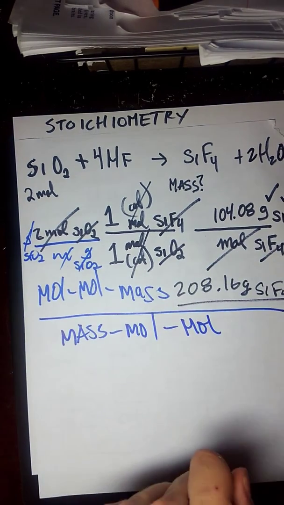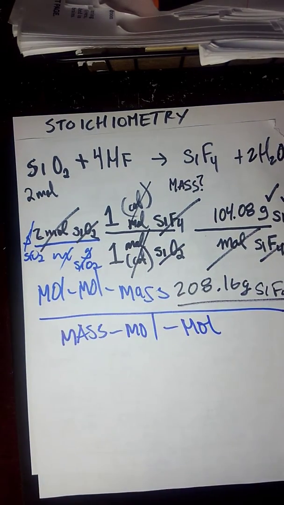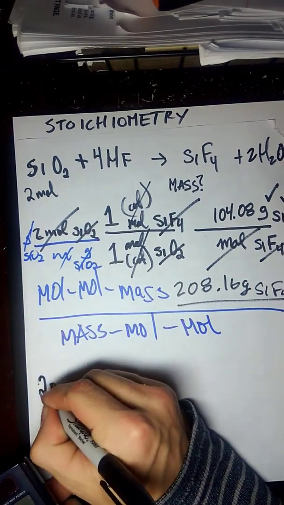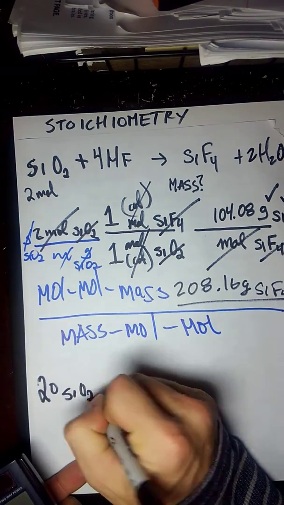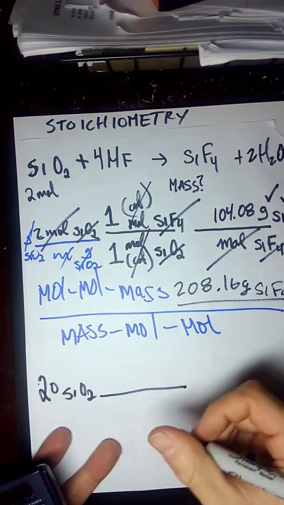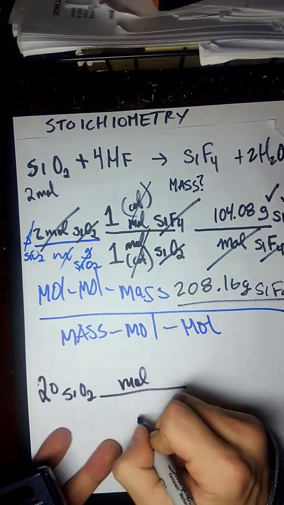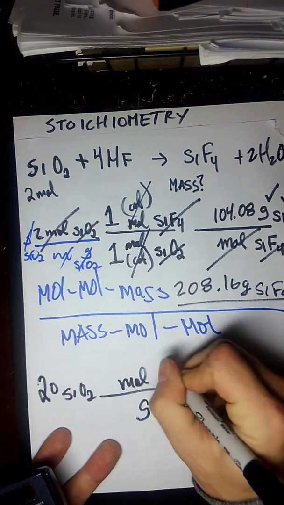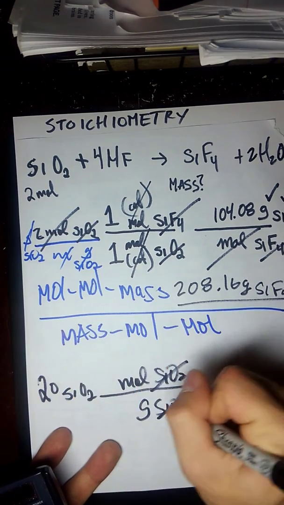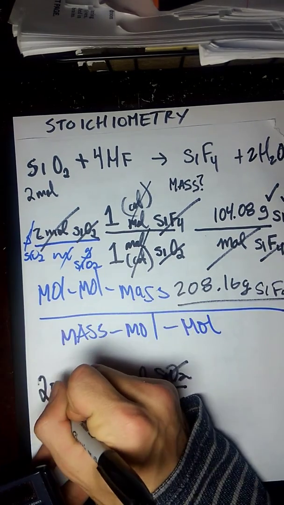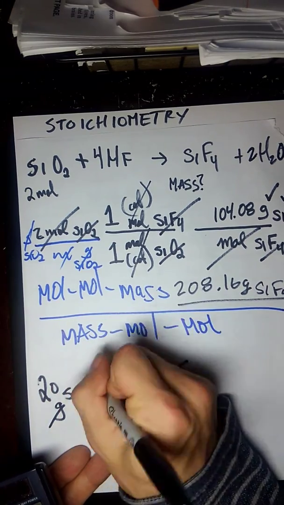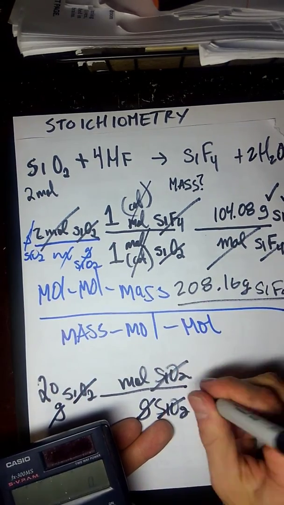that's literally saying if I had 20 grams of silicon dioxide, I'm going to find my moles of silicon dioxide. This all cancels out, right? And this is my grams of silicon dioxide. So I have 20 grams, that cancels. Silicon dioxide cancels. This one didn't cancel yet, but it will here.